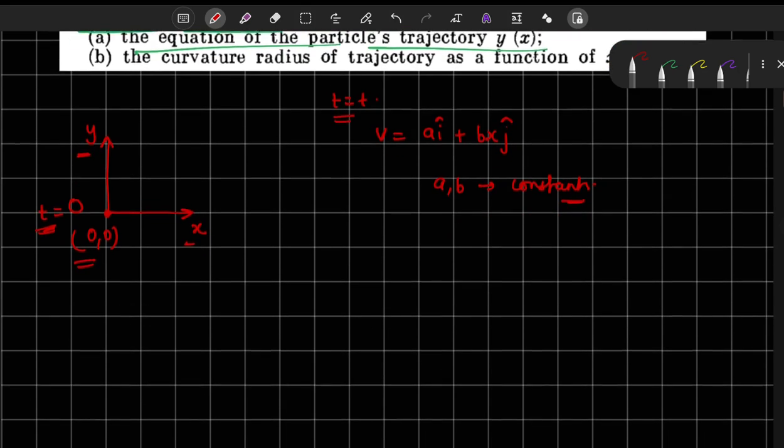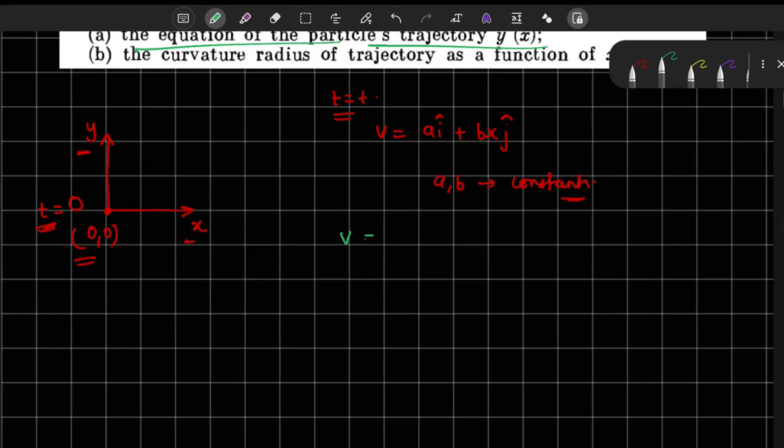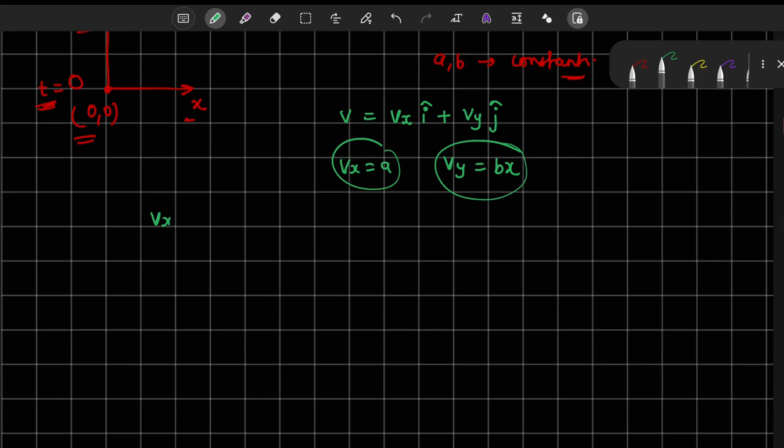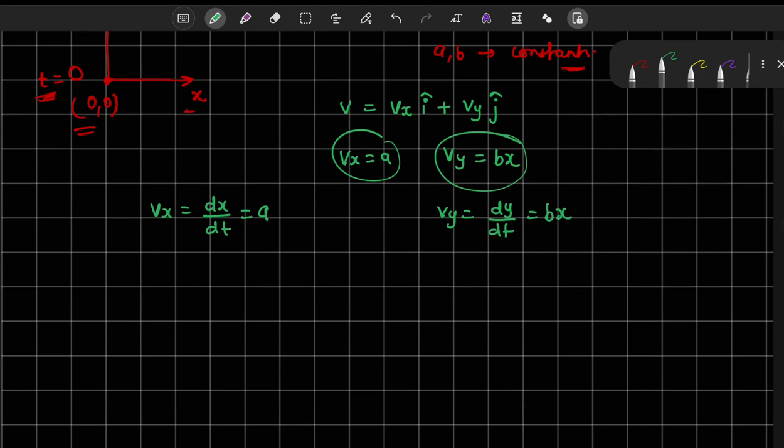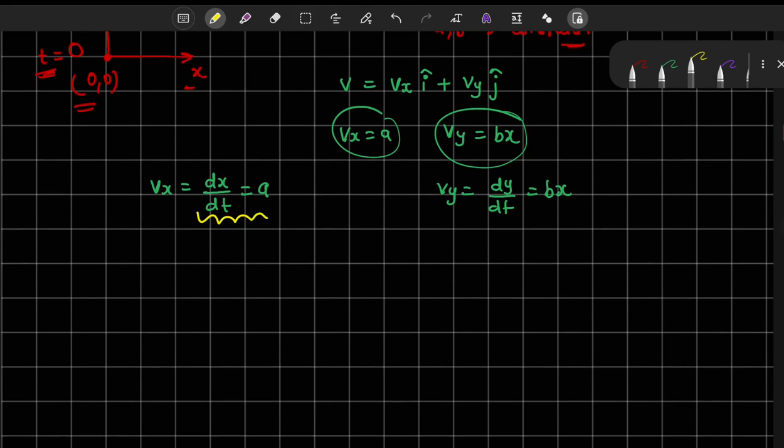Okay, now we can write the expression of velocity equal to vx, that is velocity in the x direction, i cap, plus vy, that is velocity in the y direction, into j cap. So here vx is equal to a and vy is equal to b into x. We can write vx equal to dx by dt equal to a, and vy equal to dy by dt equal to bx. So let us first solve this particular equation, then we will move on to the other equation.